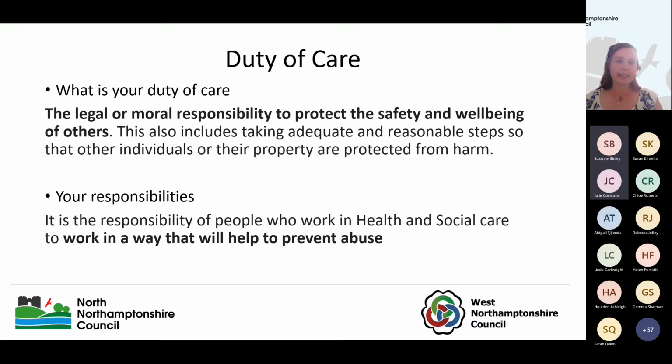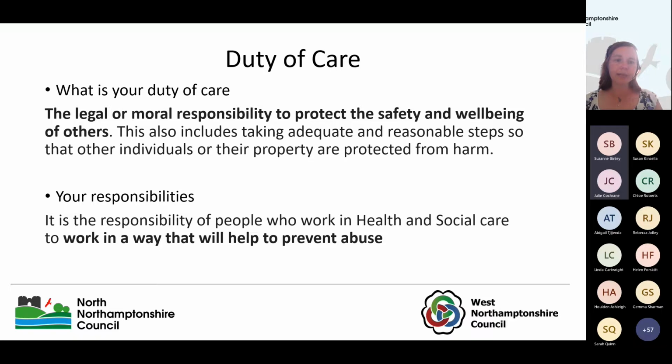Okay. So we also need to consider what the duty of care is for people. Obviously anyone working in adult social care has got a duty of care. So when we're talking about that, we're thinking about the legal or moral responsibility to protect the safety and well-being of others. This includes taking adequate and reasonable steps so that other individuals or their property are protected from harm. So that's our duty of care when we're working around our adults with care and support needs. We need to try and protect them and keep them safe, but also not just protect their safety, but protect their well-being as well. So all those things we talked about, the things that make the person who they are.